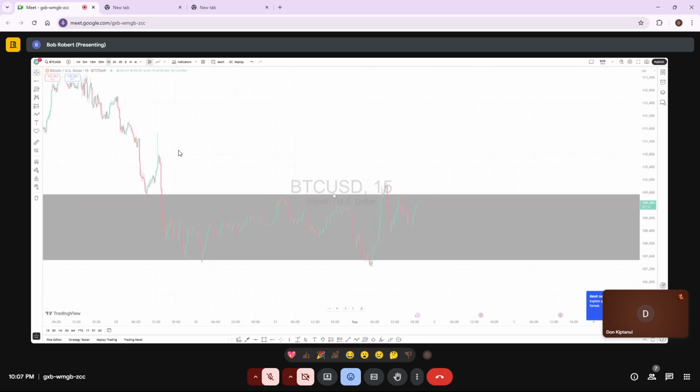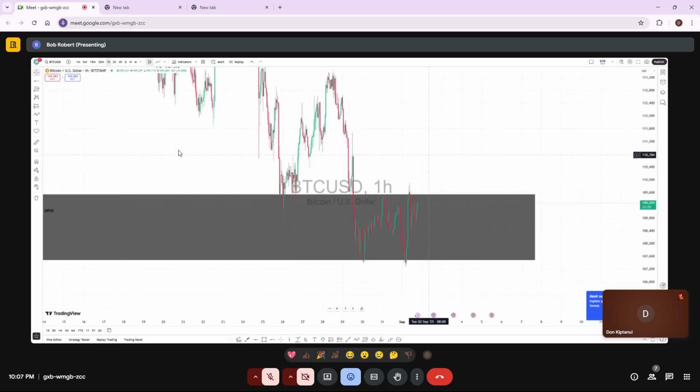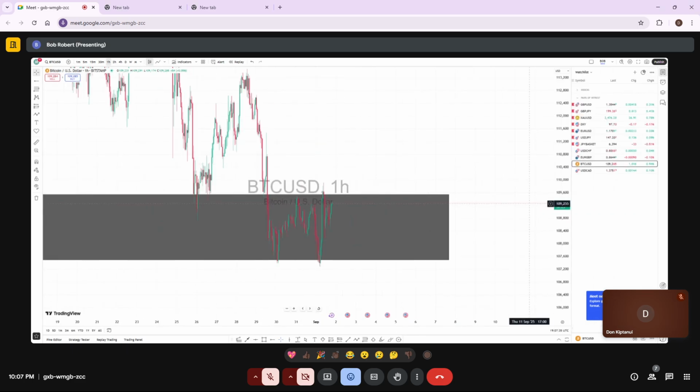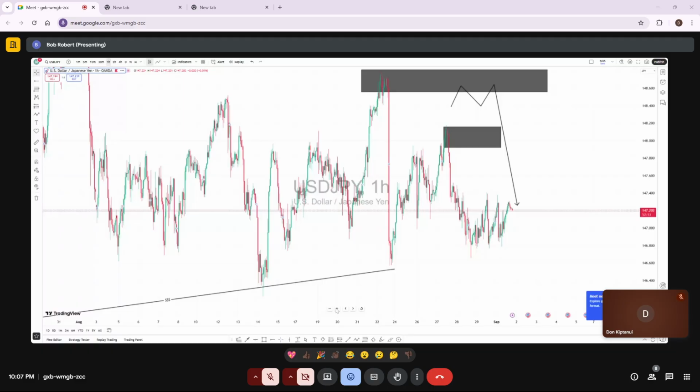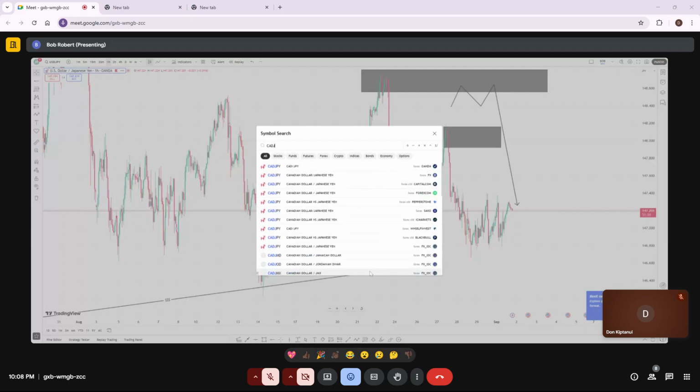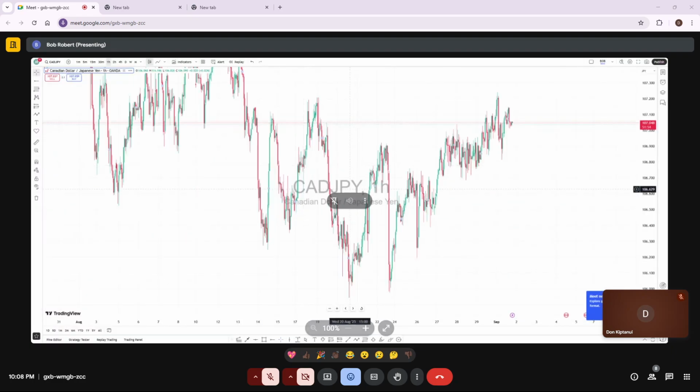Right, I'm now going to give another example. Which pair can I use? USD JPY. This is my analysis. Let me use somebody's any random pair. All right, let's check our CAD JPY.